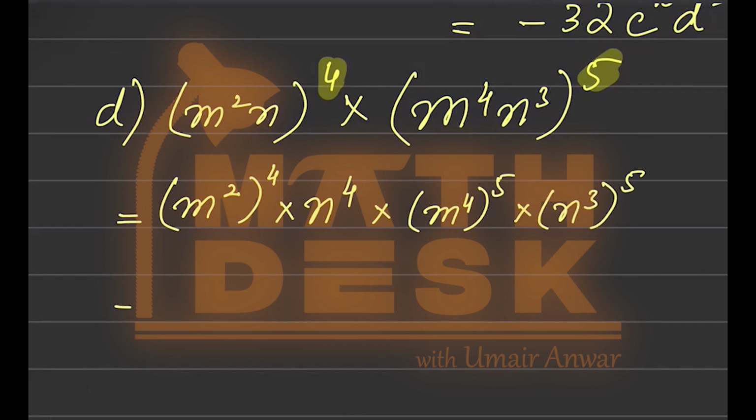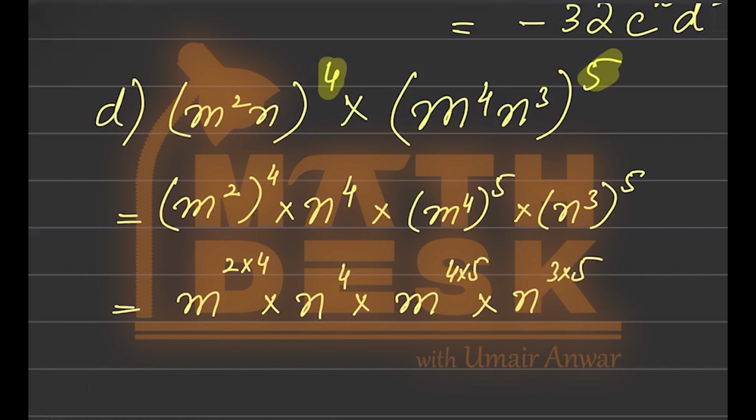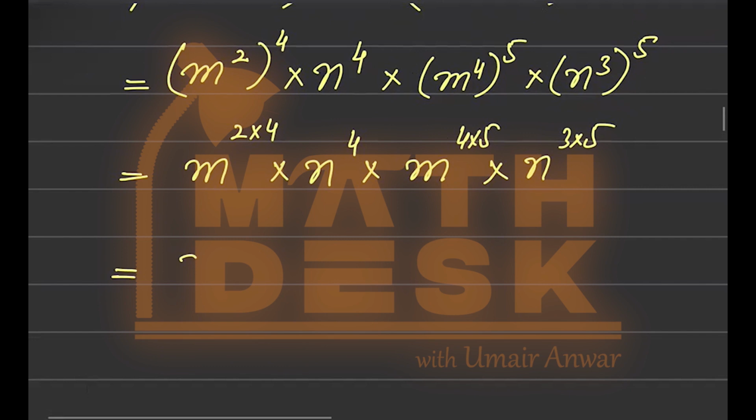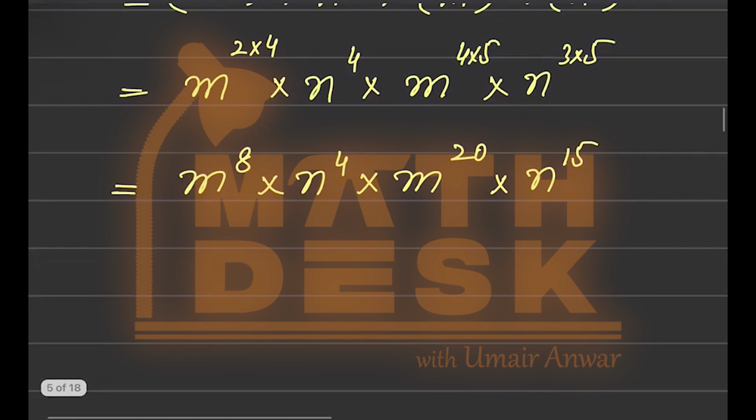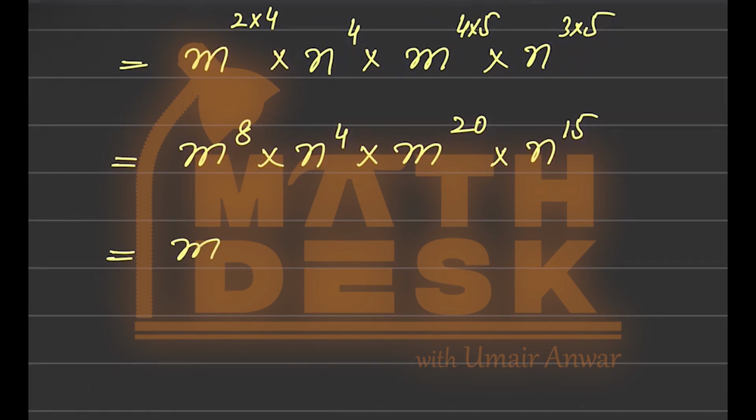Now the third law of indices would be applicable over here. So both indices would get multiplied with each other. n raised to 4 would remain as it is. 4 into 5, and then we have 3 into 5. So it would become m raised to 8 into n raised to 4 into m raised to 20 into n raised to 15. Now, the same bases should be written together, m raised to 8 and m raised to 20, n raised to 4 into n raised to 15.